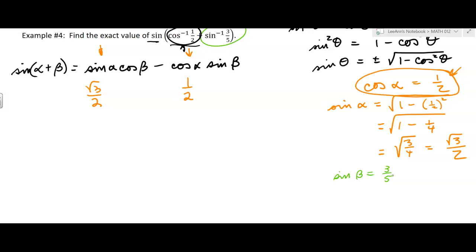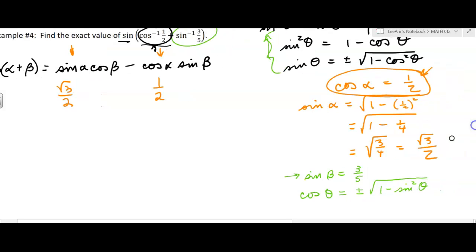So if sine of beta is 3/5, I could go back to my Pythagorean theorem that was up there, and instead of solving for sine, let me solve for cosine. Cosine theta is equal to plus or minus the square root of 1 minus sine squared theta. I used a theta on purpose. You could run those steps just like we did for sine theta, but now we're going to do this for beta in our problem.